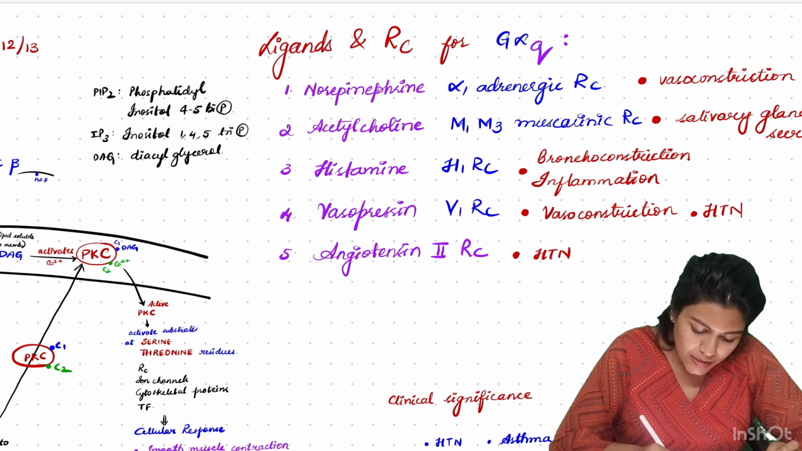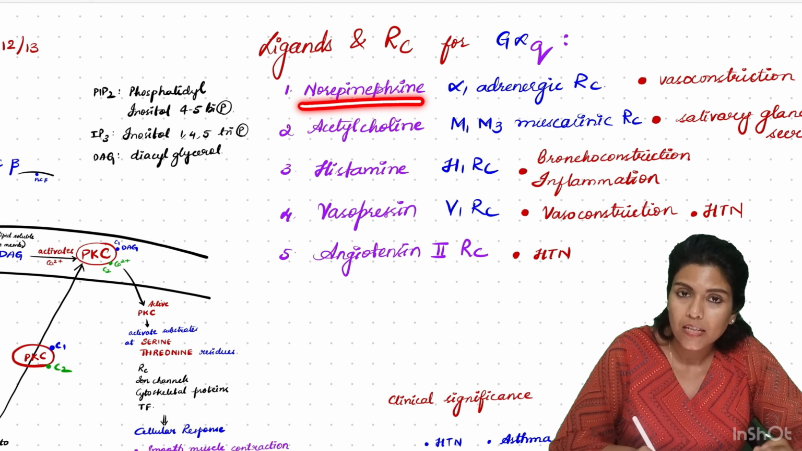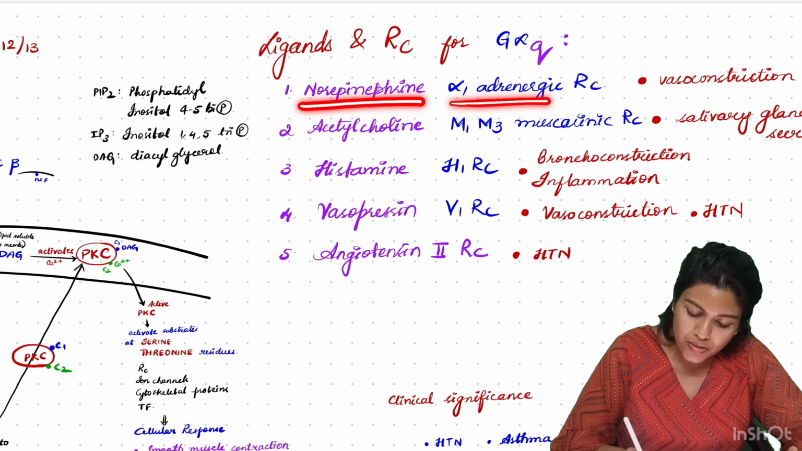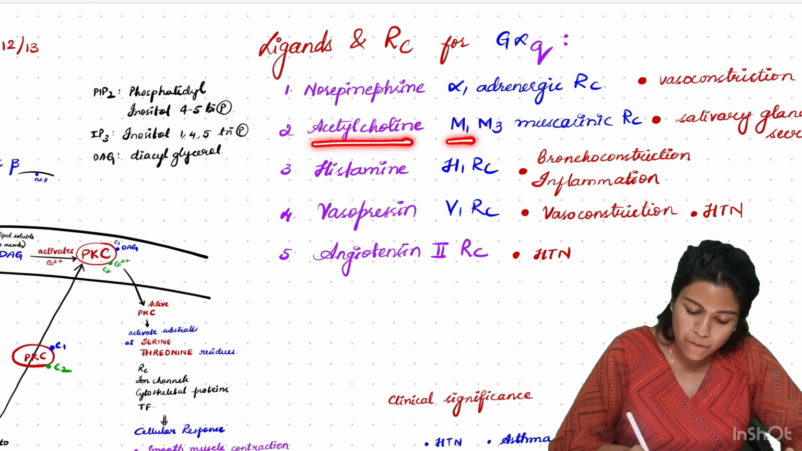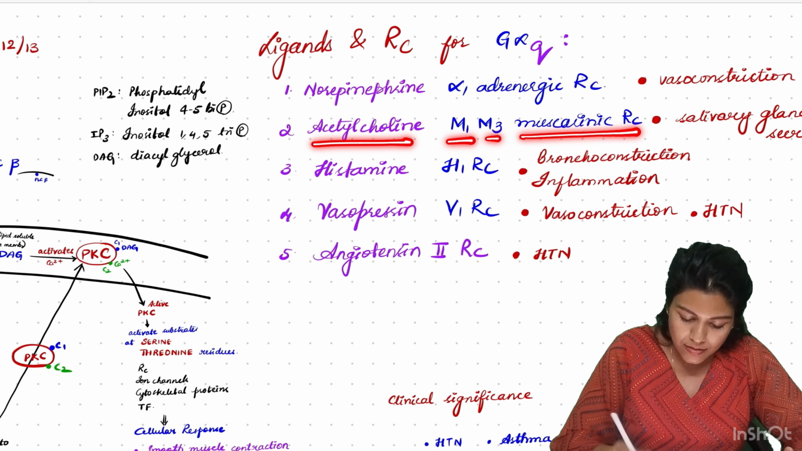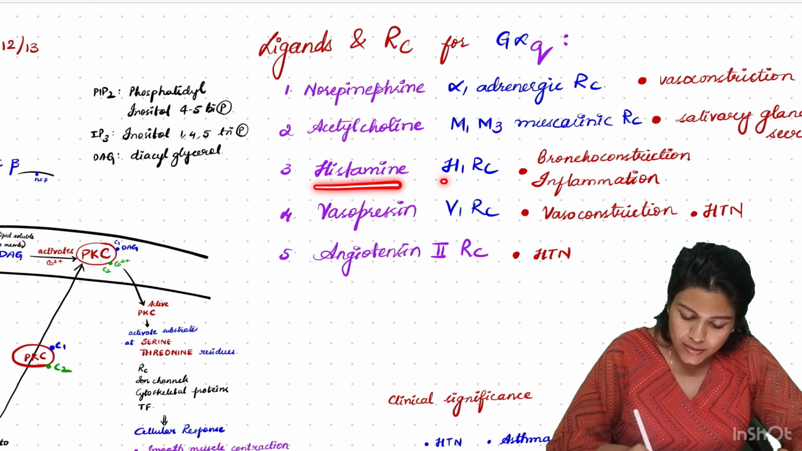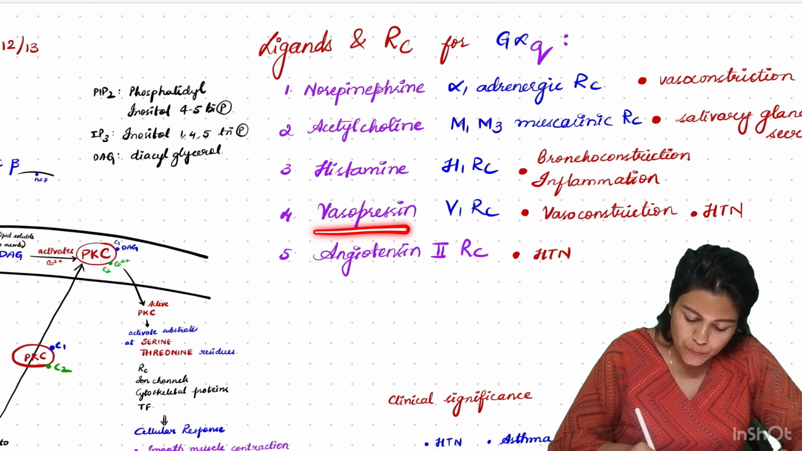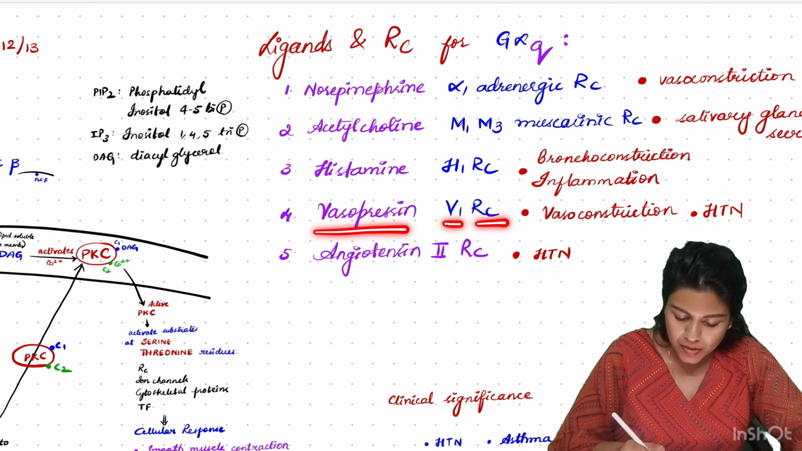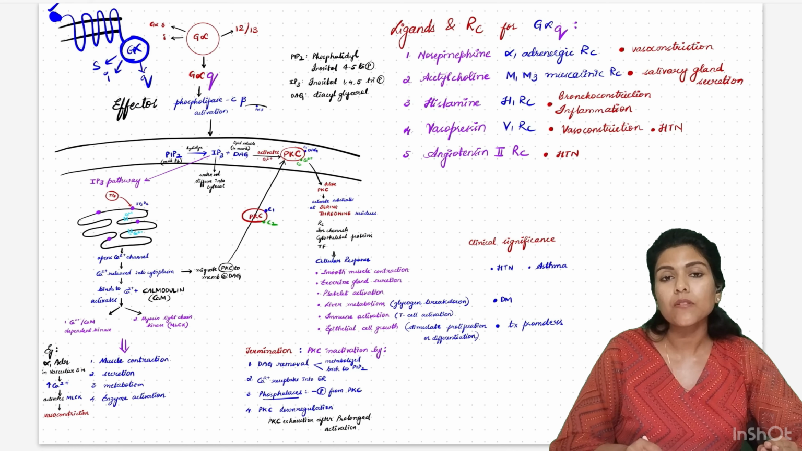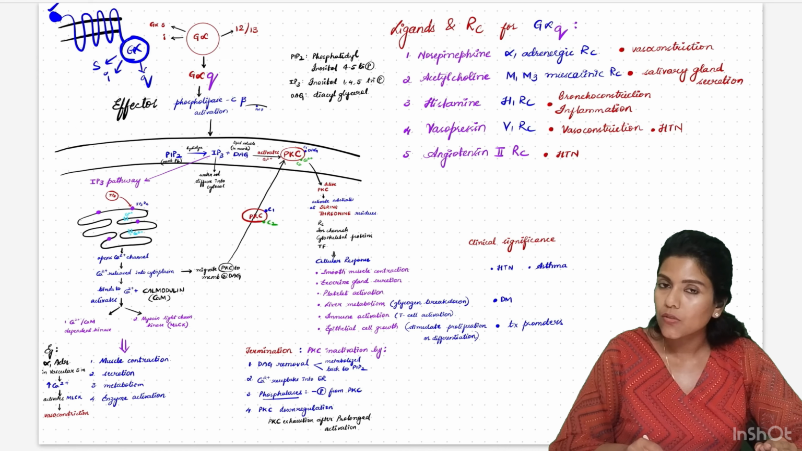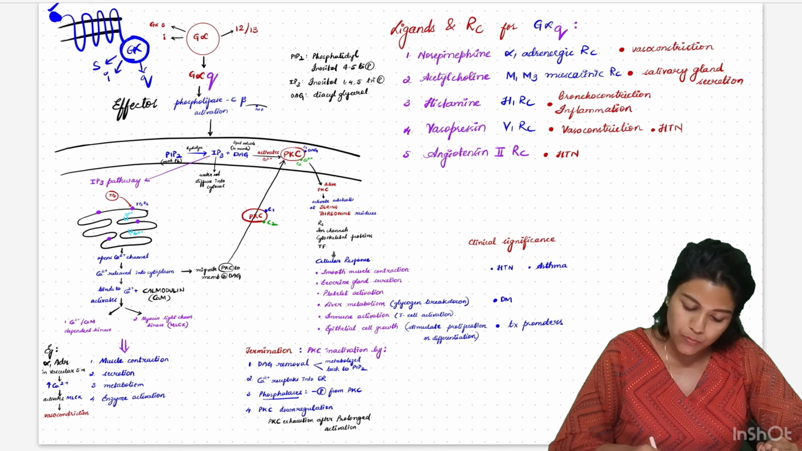So the ligands and receptors that are responsible for choosing this G alpha Q pathway are as follows. It is norepinephrine, a ligand acting on alpha adrenergic receptor, and acetylcholine acting on M1, M3 muscarinic receptors, histamine acting on H1 receptor, vasopressin acting on V1 receptor, and angiotensin 2 receptors. These are examples of a few receptors and ligands that cause G alpha Q pathway stimulation.